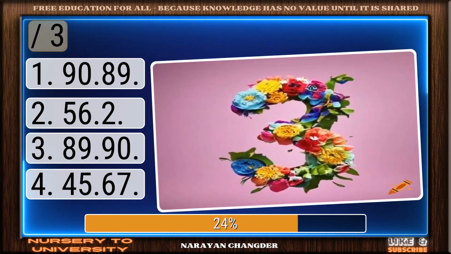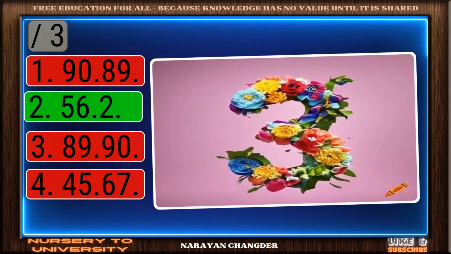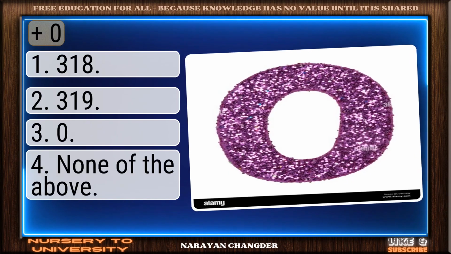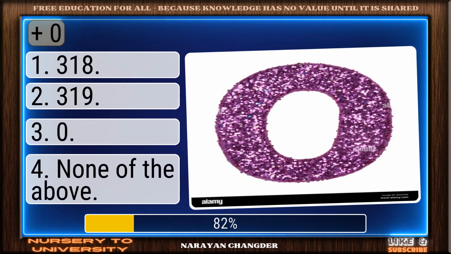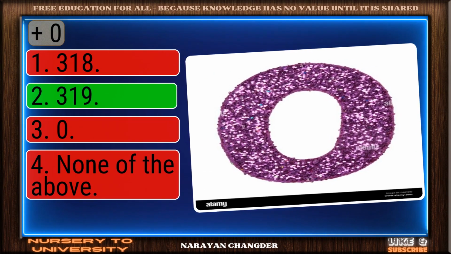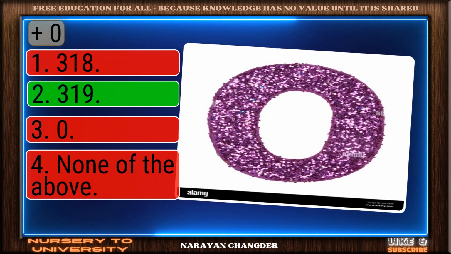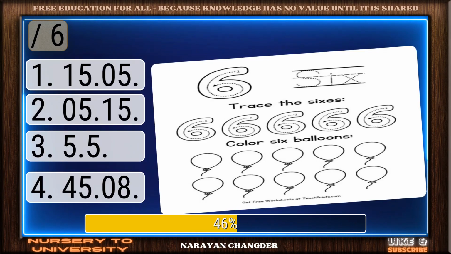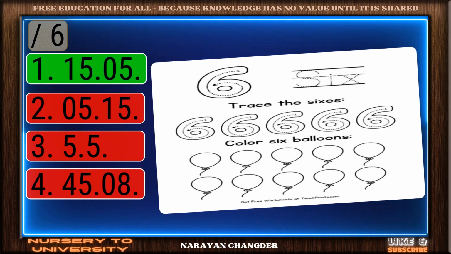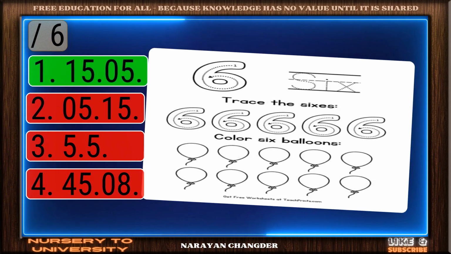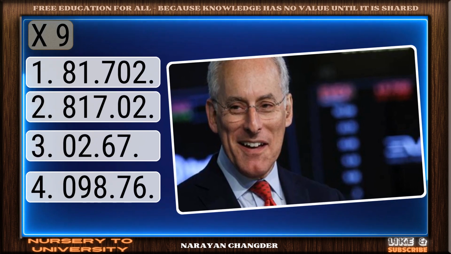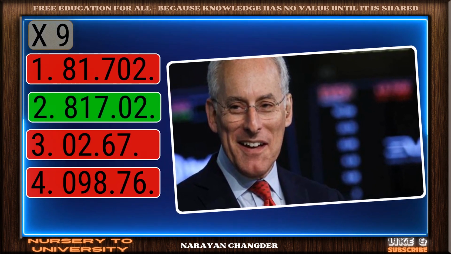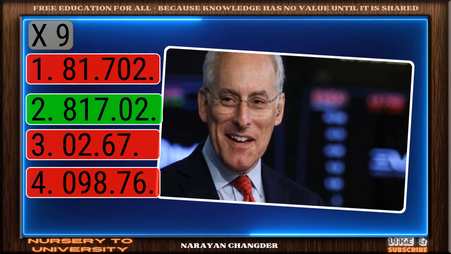Sharp thinking. 56.2 is the right choice. Plus. Nice selection. 319 is the correct and valid answer. Correct response. 15.5 is the most accurate answer. Excellent. 801702 is a brilliant choice.